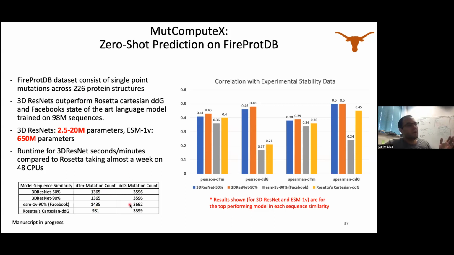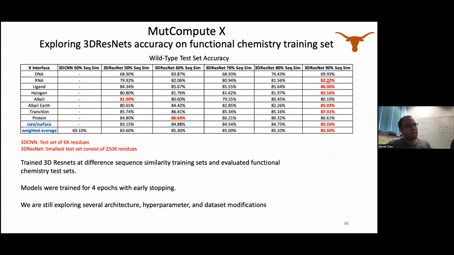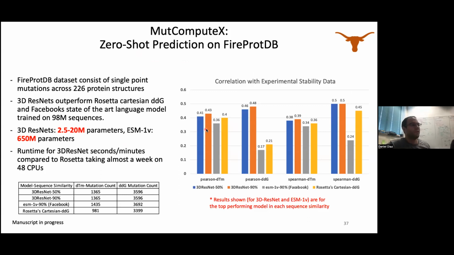So just taking the top performing ResNets for 50% and 90% sequence similarity, you can see them here. When we compare them against Pearson and Spearman correlations for delta TM and delta delta G against ESM1V and Rosetta's Cartesian delta delta G, you can see the ResNets outperform both in Pearson and Spearman correlation for these against ESM1V and Cartesian delta delta G. And these are the number of mutations that went into these correlations.